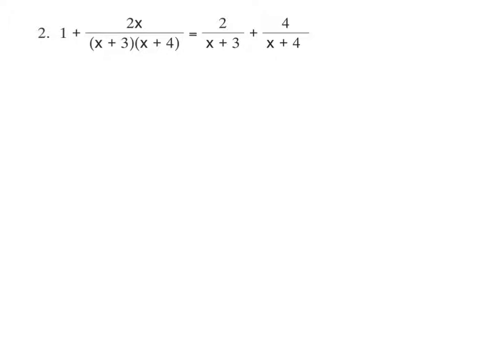Here's another rational equation, and notice I don't have it set equal to 0. It's my typical, I have fractions on both sides. I'm going to put this over 1, and we're going to need to find a common denominator again.